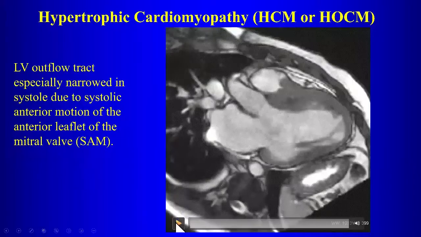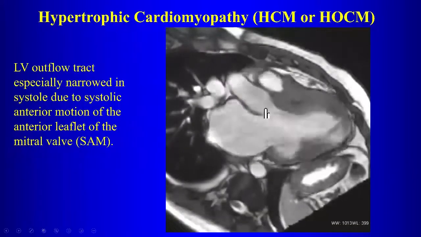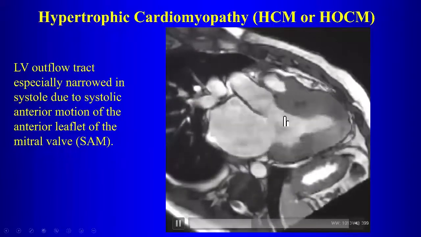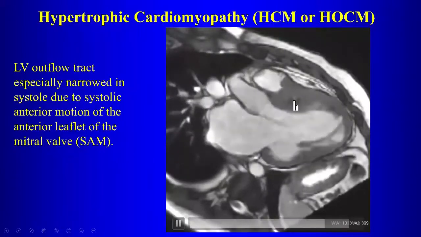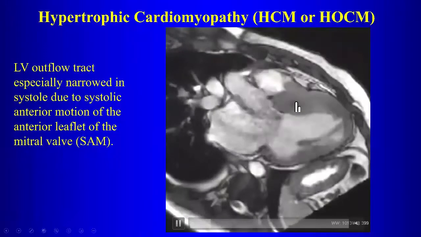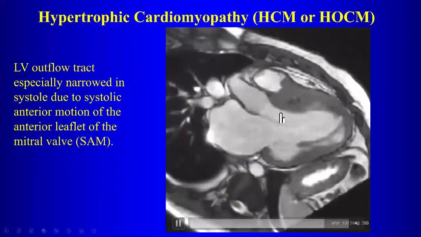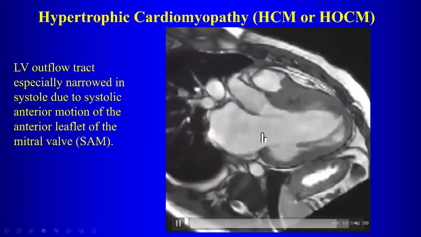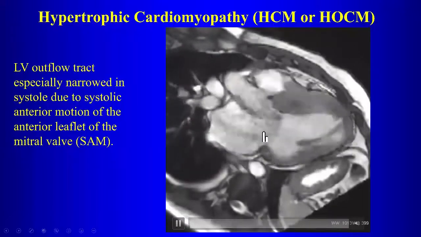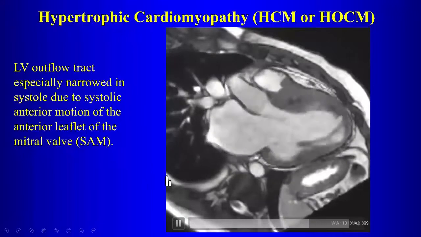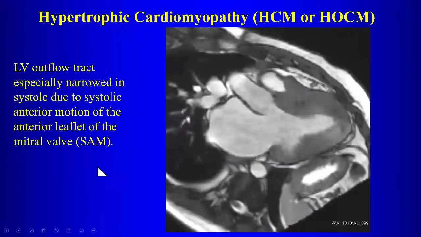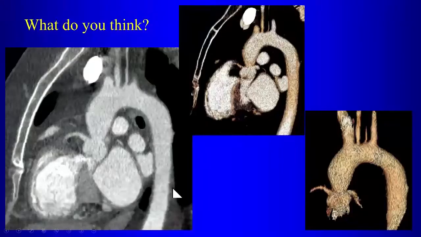Now, with hypertrophic cardiomyopathy or hypertrophic obstructive cardiomyopathy, you have subaortic stenosis, so there's narrowing here because of hypertrophy along the interventricular septum, along the outflow tract. So we will see the flow disturbance in systole, and then as we've said, these patients can sometimes have some mitral regurg from systolic anterior motion of the anterior leaflet of the mitral valve. That is called SAM, or the abbreviation for that is SAM.